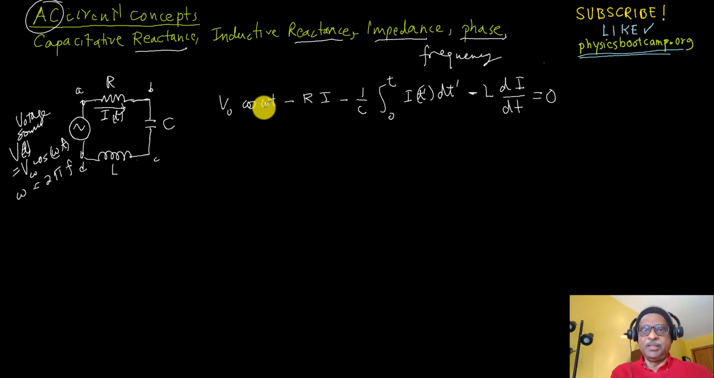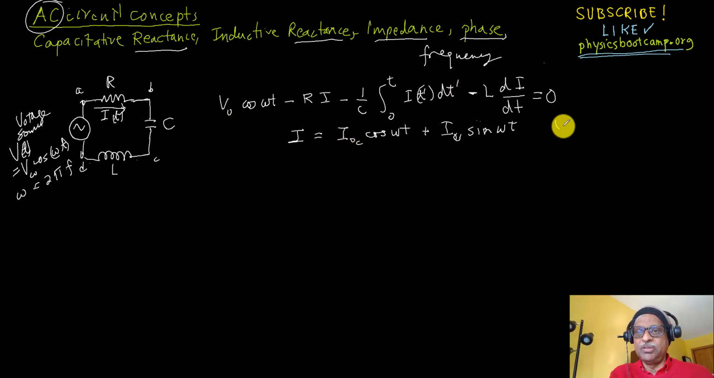When you solve for the current, it will have some magnitude I0, and it's going to have both cosine omega t and sine omega t. So we just call it I0c cosine omega t plus I0s sine omega t. It will be like this for t much greater than L over R.